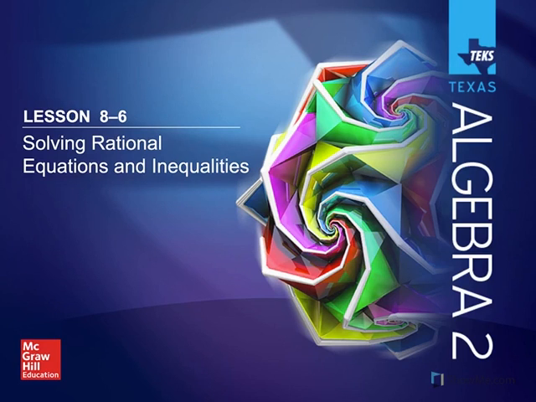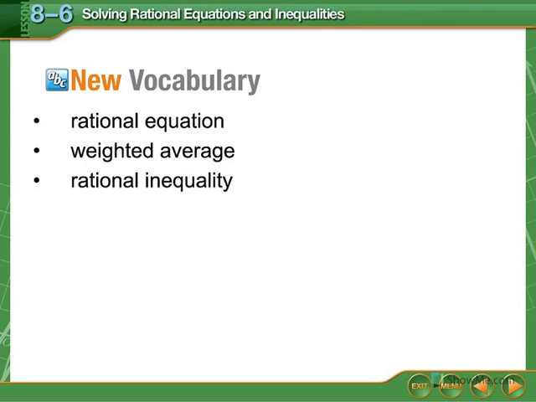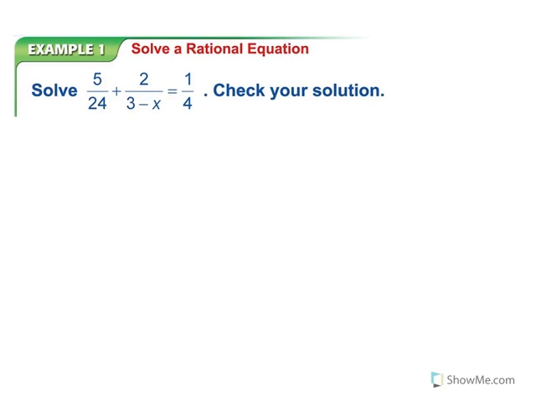Welcome to the tutorial over 8.6, Solving Rational Equations and Inequalities. Your new vocabulary will be a rational equation, a weighted average, and a rational inequality. Example 1, we're going to solve 5 over 24 plus 2 over 3 minus x is equal to 1/4, and then we're going to check our solution.